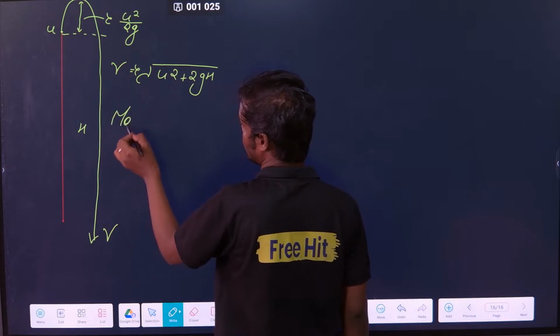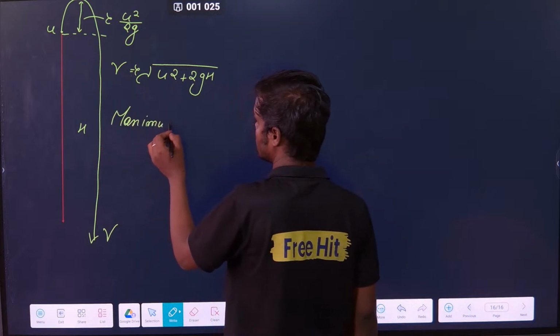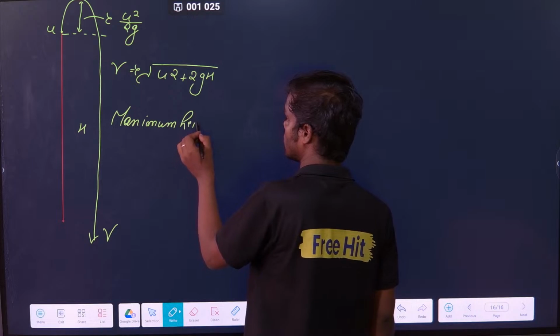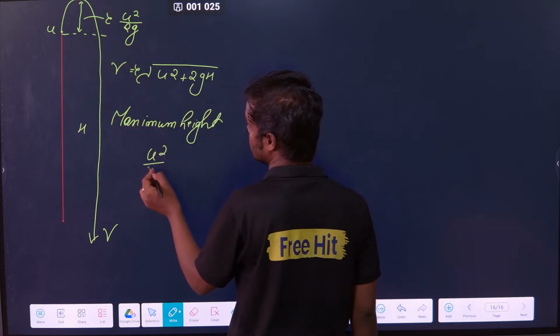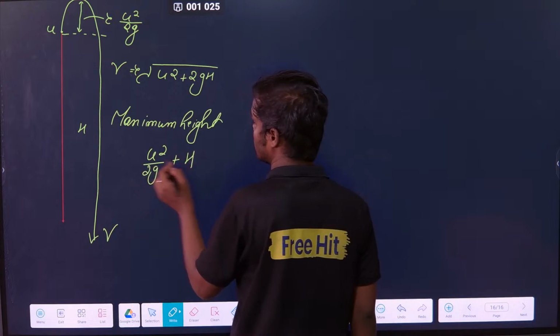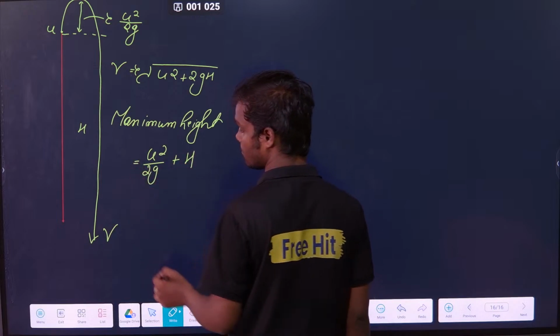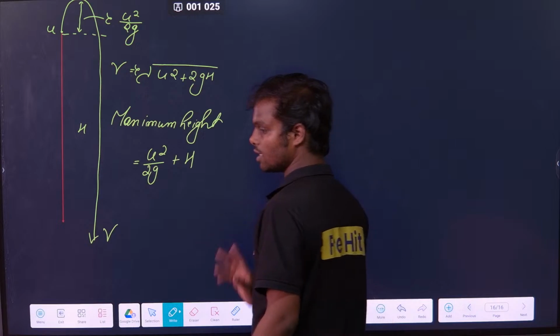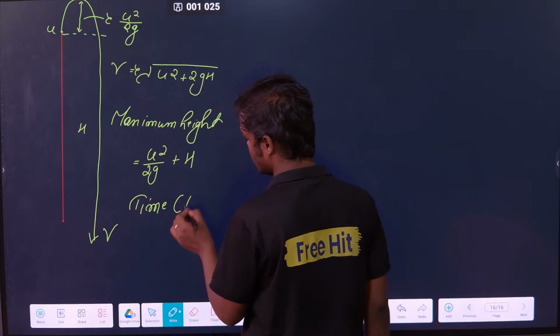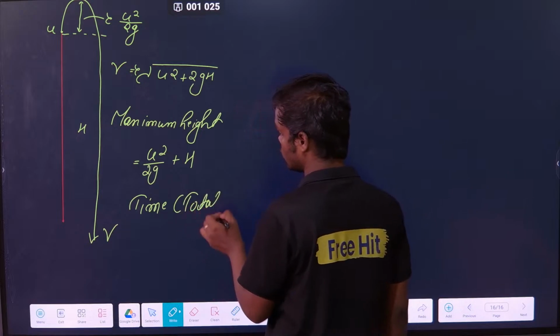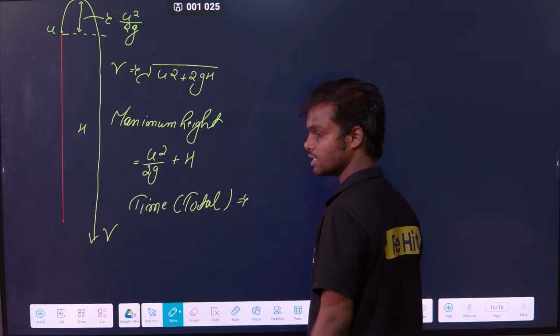maximum height. What is the maximum height? This height is u square by 2g plus capital H. That is the maximum height. And the last thing is the time of flight. Remember, I am asking for the total time of flight, so the total time of flight is fixed.